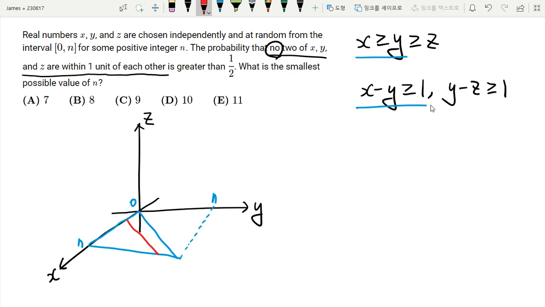Because z is 0, the y should be greater than or equal to 1. So y is greater than or equal to 1 means this one. So that means the region we want is this red triangle. So if we compare these two areas, they are both the isosceles right triangle, and each length is n minus 2.